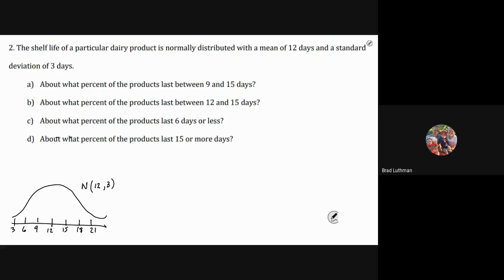About what percent of products last between 9 and 15 days? 9 and 15 days. Well, if we recognize that's one standard deviation below and one standard deviation above, then we can say that this is 68%.